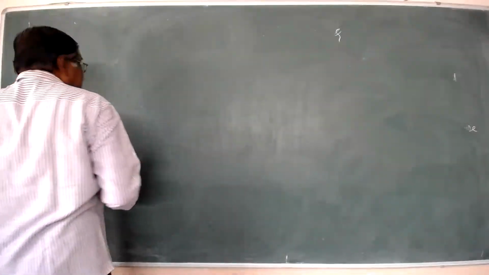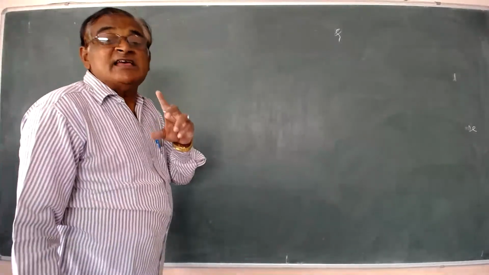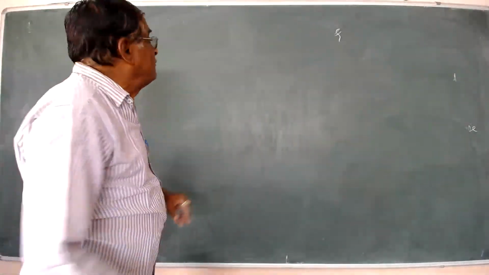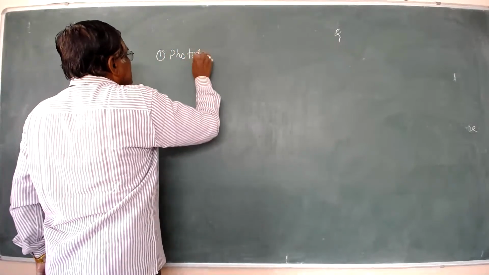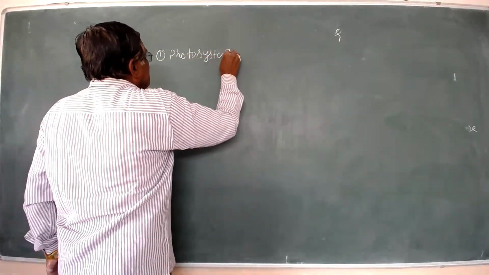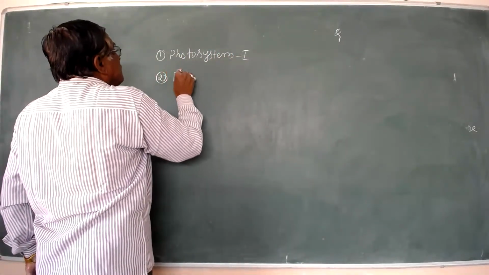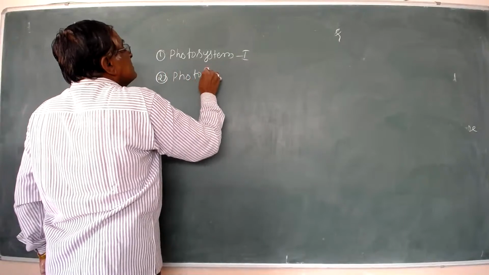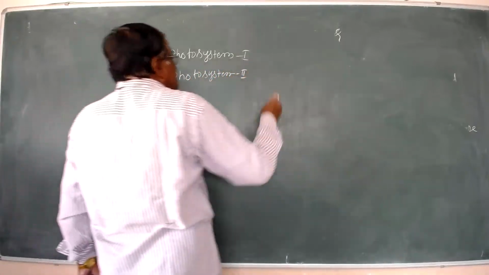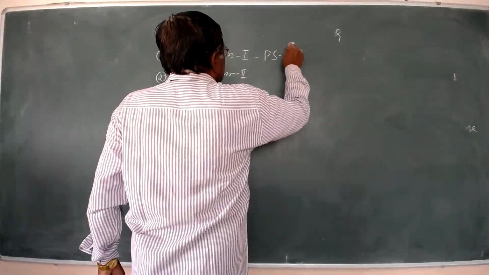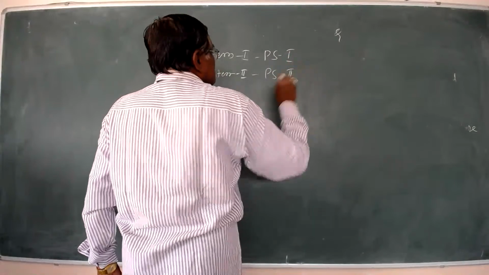When the rate of photosynthesis was enhanced, he was able to find that there are two photosystems. The first one is photosystem 1, and the other one is photosystem 2. Photosystem 1 we call PS1, and photosystem 2 is PS2.